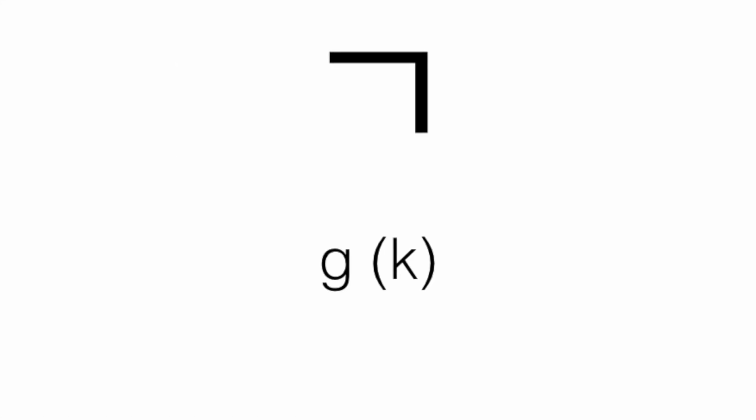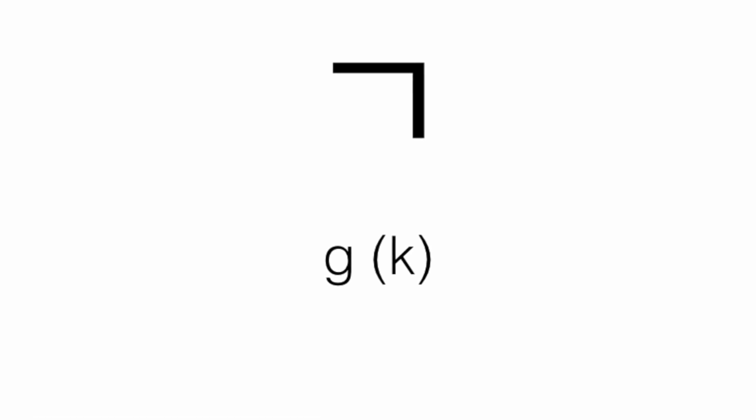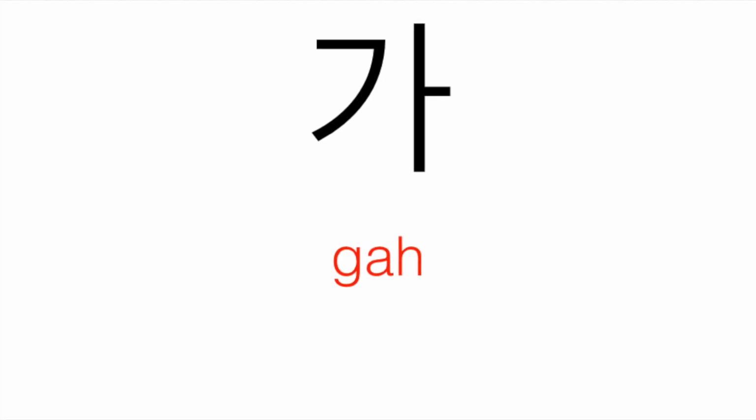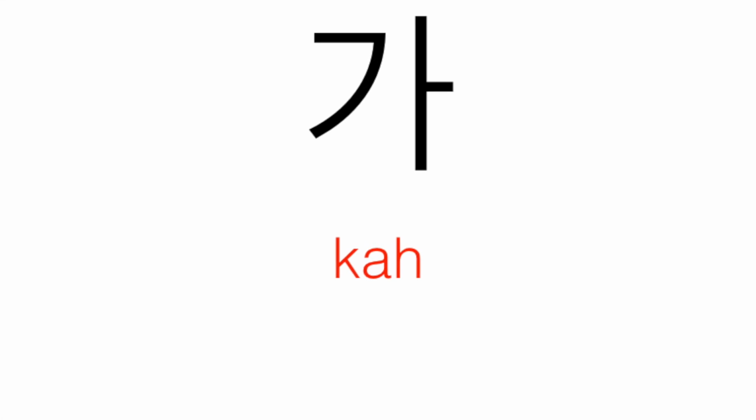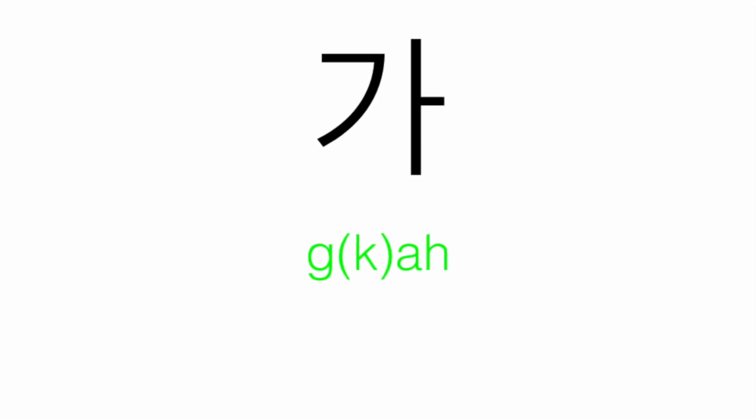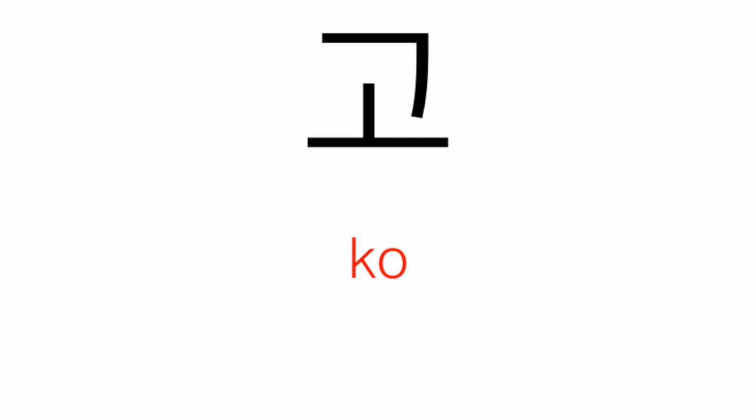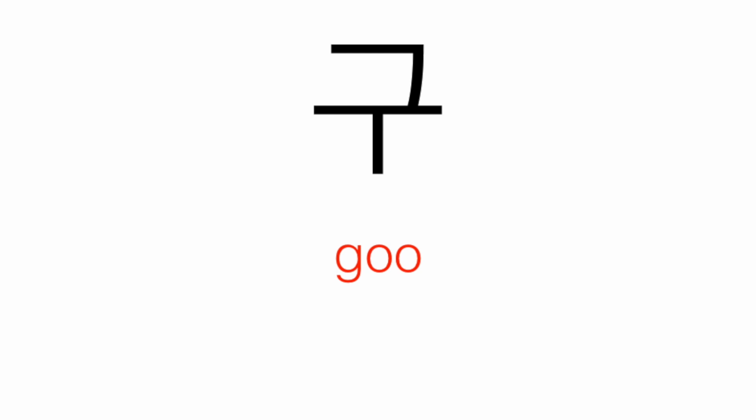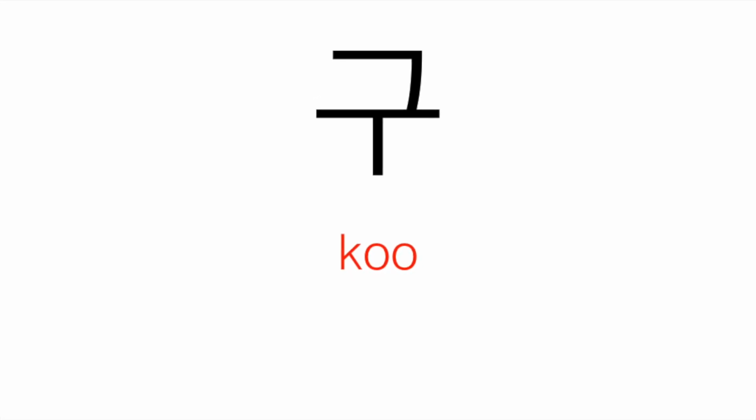G. Okay, this G sound is in between G and K. It's a bit closer to G, softer than G. So I'll do some examples by adding some vowels. For example, it's not ga or ka, it's ka. And it's not go or ko, it's ko. And it's not gu or ku, it's ku.